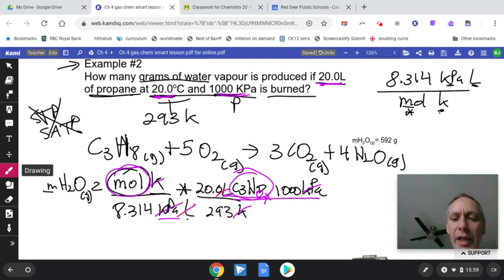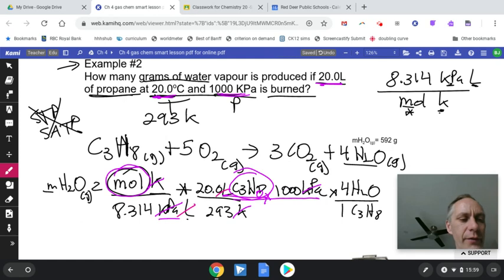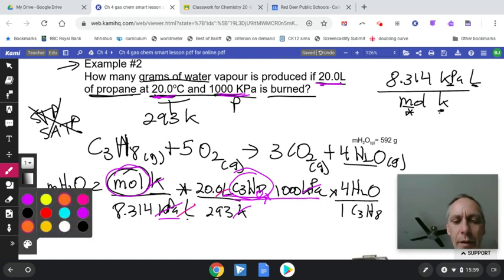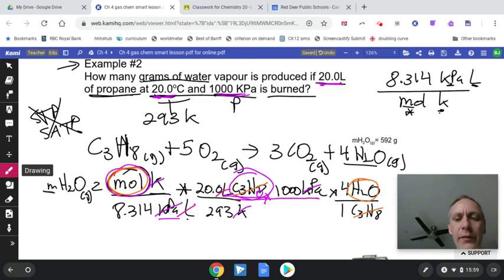So we have to turn propane into water. We'll use our molar ratio, and we're looking for water. So 4 moles of water for every 1 mole of propane. Okay, if I quit right now, what have I solved for? Propanes cancel out. It looks like we have moles of water, and we want the mass of water.